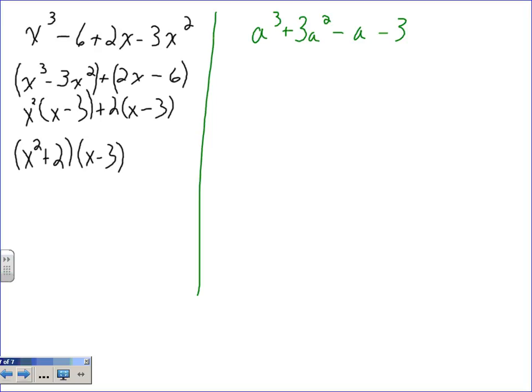All right. I'm going to rewrite this again. a cubed plus 3a squared, minus a and then minus 3. Now, let's group. And group means to use parentheses. And where do we put parentheses? Sydney, how did you say it? You put parentheses around the first two, and then you put the parentheses after the sign.